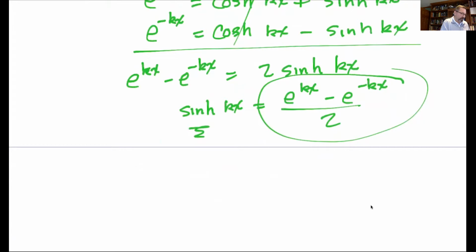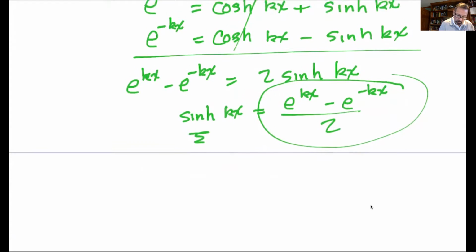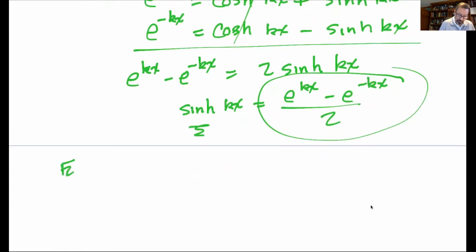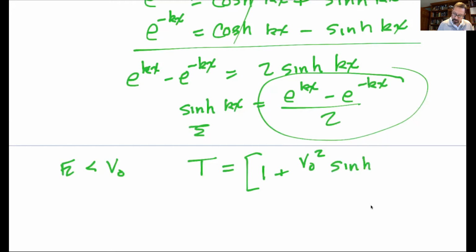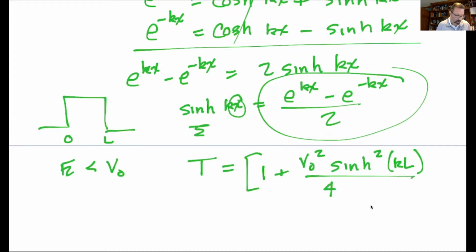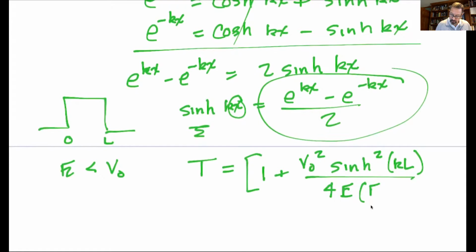Because remember, for the case where the energy of the particle is less than the energy of the barrier, we said that the transmission coefficient is equal to 1 plus the potential energy barrier height squared times the hyperbolic sine squared of k times L. I've replaced x here with L, the barrier width, okay, divided by 4 times the energy of the particle times the kinetic energy.